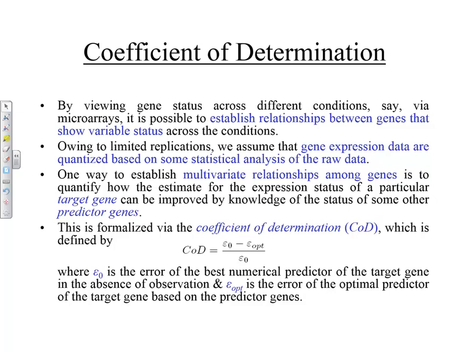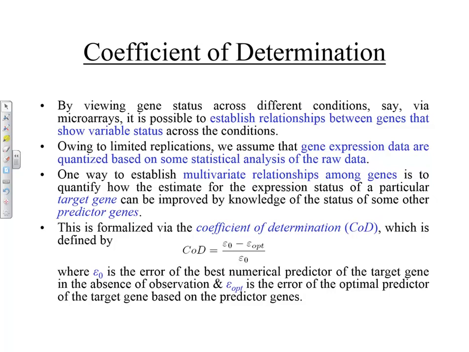And again, you have to calculate these quantities, right? Epsilon 0 is the error of the best numerical predictor of the target gene in the absence of observation. It's easy to define this, but what is the best numerical predictor of the target gene? I have to first find the best numerical predictor, then calculate the error associated with that, so there is error estimation involved. Same thing I have to do for the optimal predictor of the target gene based on the predictor genes. Then I calculate the error of that, and then I can get the COD. If the COD is high, there is a good relationship between those genes, and one may be predictive of the other. If it is low, maybe they are not that closely related.